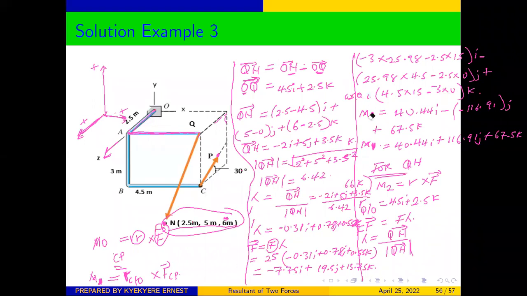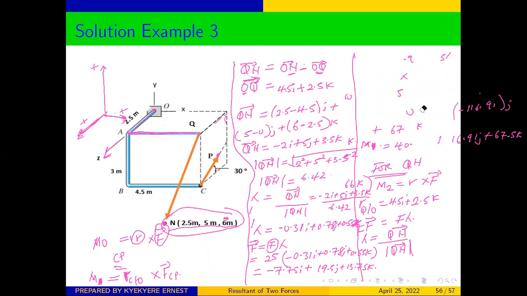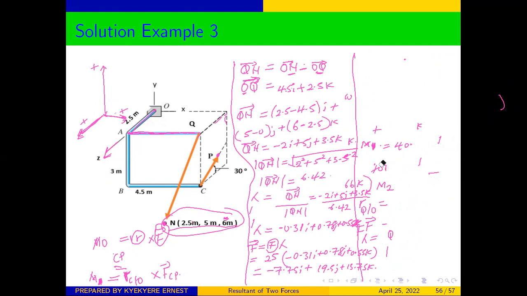So once you have been able to determine our force, the next thing we need to do is to find the moment for that force. And we said that the moment is the position vector cross our F, which is our force. So let's try to do that quickly, and then we see the results which we are going to get from there.